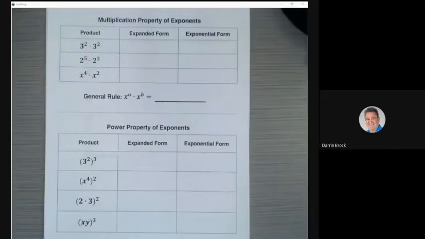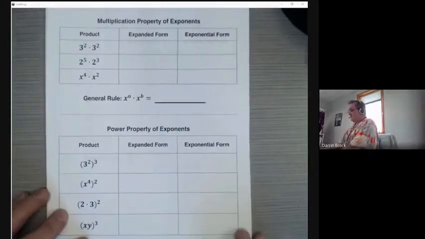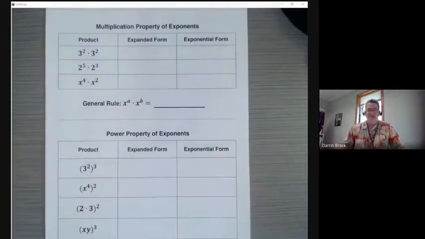Since this is test week, you need to have a good idea going in on what's going on with this. So let me get started. I put this together. This is not in Buzz.